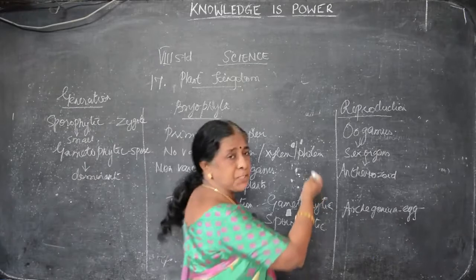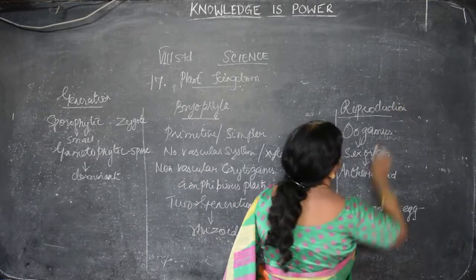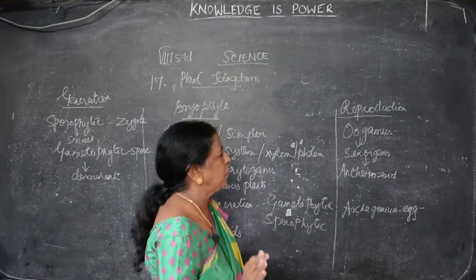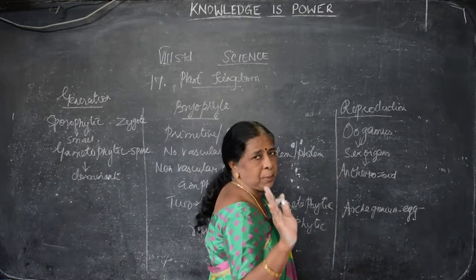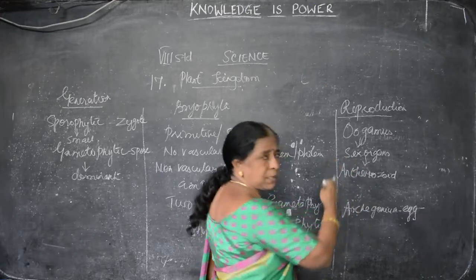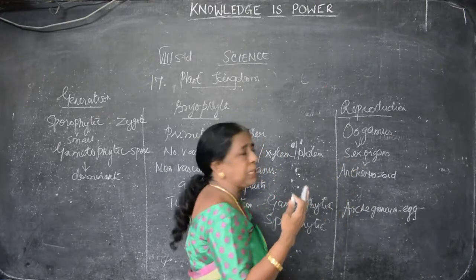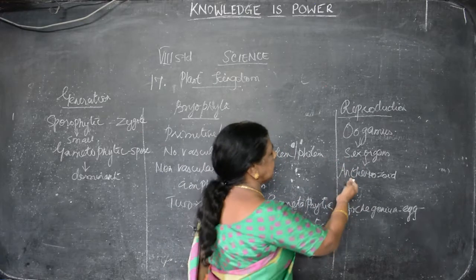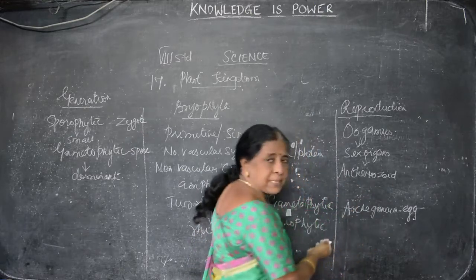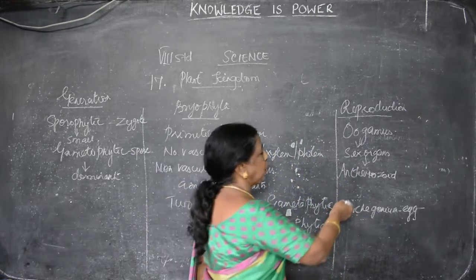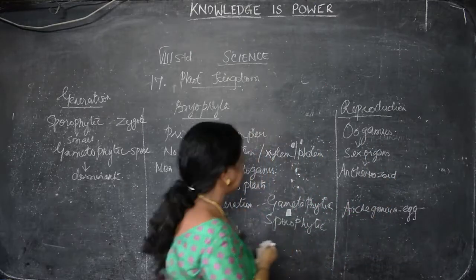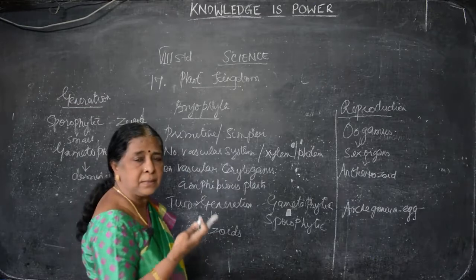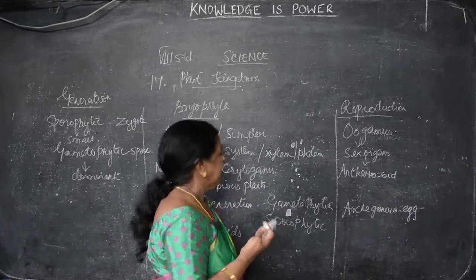Okay children, let me continue. So reproduction, what I said, is special in the process of oogamous. So oogamous means what? There is a sex organ. We can differentiate them into male and female. Male sex organ is anthrozoid. Female sex organ is archegonium. This oogamous happens in water because, as I said, they are amphibious, they can live in water as well as in land.